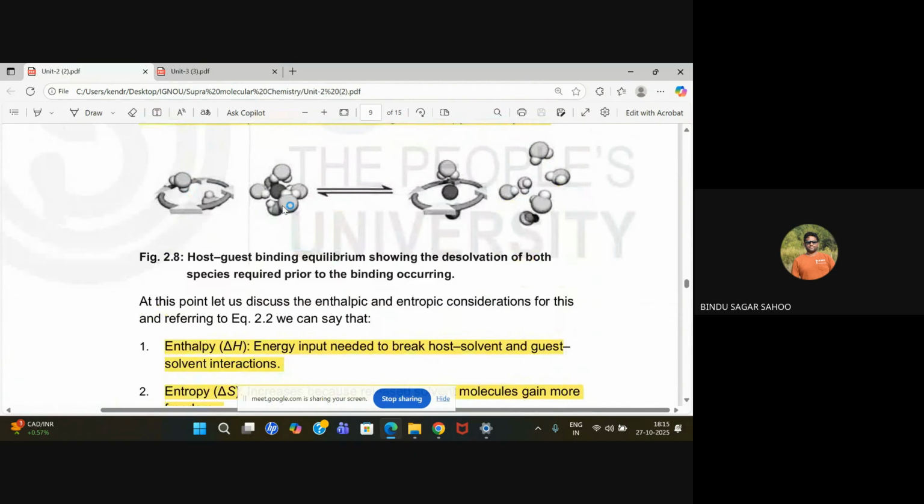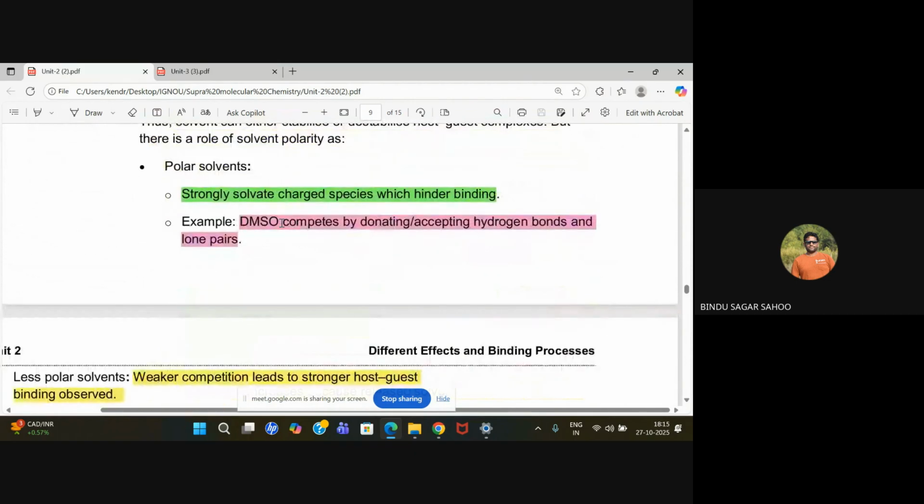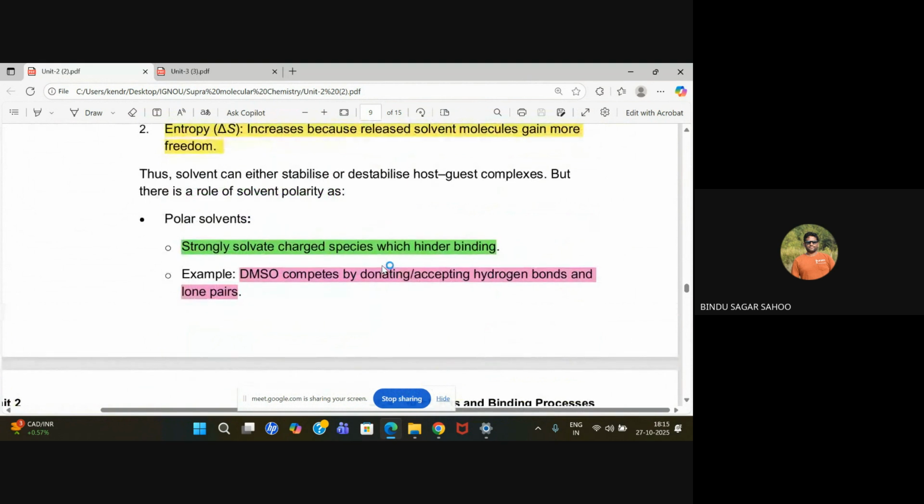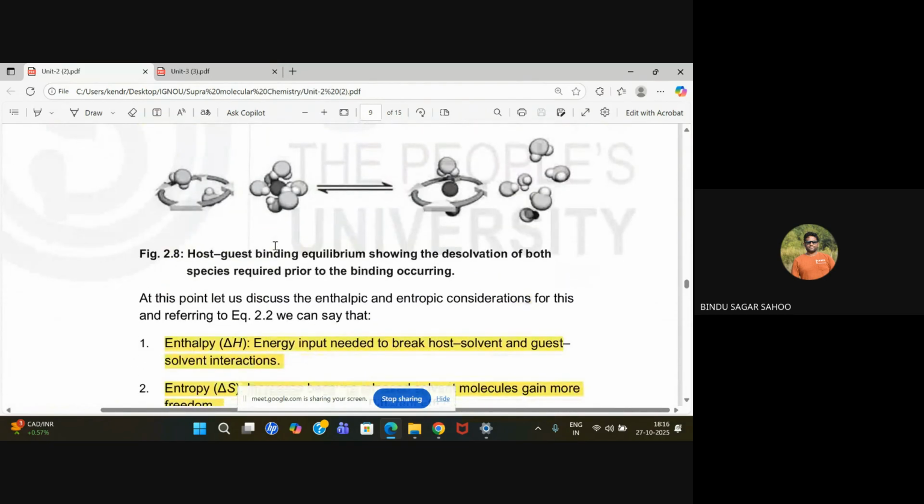Particularly, for a polar solvent, you can take DMSO, which competes by donating and accepting hydrogen bonds and lone pairs. If you take a polar solvent, they will sometimes make electrostatic interactions, and sometimes they can also make hydrogen bonding. Or if you take DMSO, the oxygen atom on DMSO will donate an electron pair to the host and guest molecule and make a stronger interaction with them.